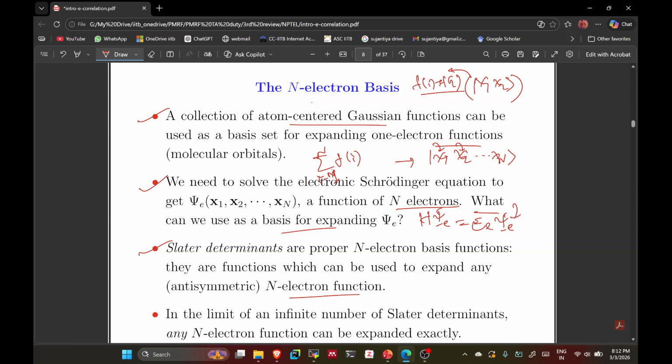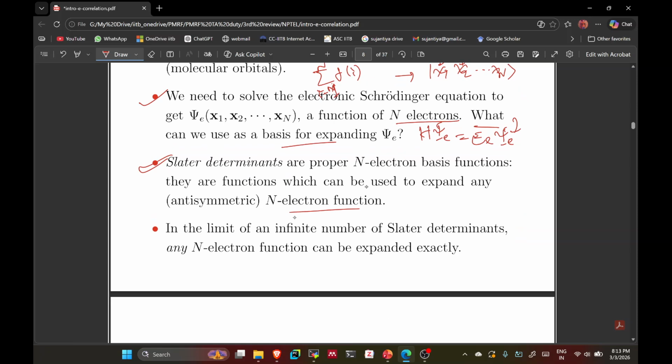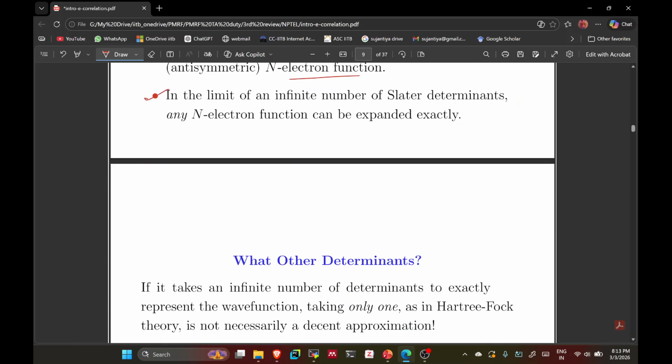So if you take all the sum, these Slater determinants are the eigenfunctions of that operator. As these Fock operators are Hermitian, these Slater determinants can be a complete set of bases. And that's why this third point is mentioned, the Slater determinants are a proper n electronic basis function. I hope this is clear. Now, in the limit of an infinite number of Slater determinants, any n electronic function can be expanded exactly.